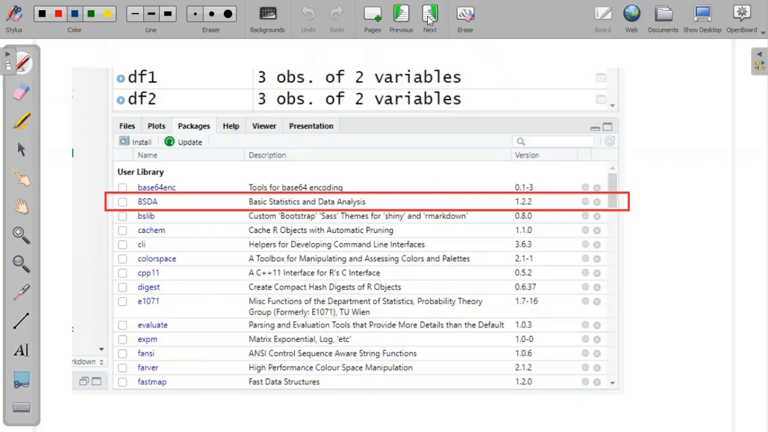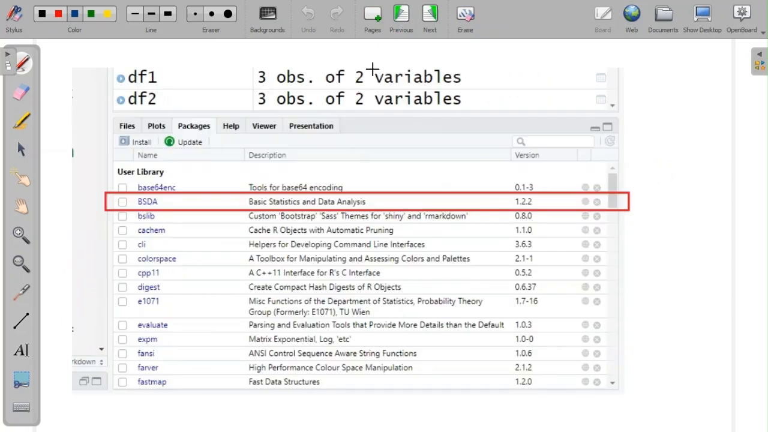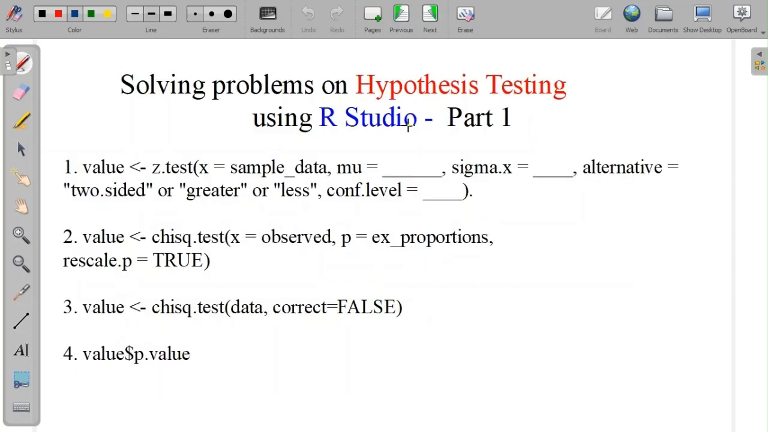Now we'll have a look at solving a few problems based on hypothesis testing using RStudio. The general way of solving problems will be this. We will define a function to calculate the p-value.